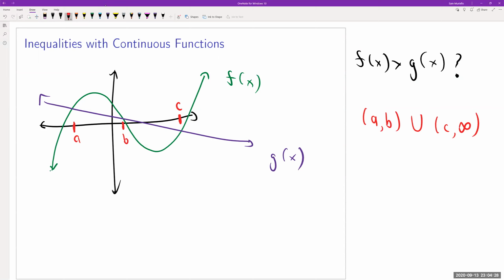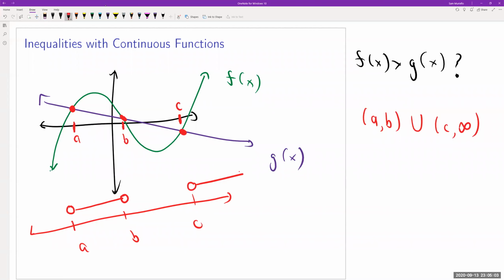Notice further that in each of these cases, I am using parentheses rather than hard brackets because at the places a and b and c, the two functions are equal. Thus, f is not greater than g, it is exactly equal. In terms of just graphing on the number line, what I've got is this piece and this piece.